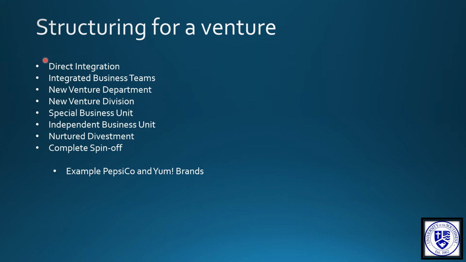And so that's really a good example of how we structure for a venture, because we want it to grow, and if it can grow to the point where we eventually do a complete spinoff and that organization operates independently with its own revenue streams and its own management structure and that kind of thing, then that works.